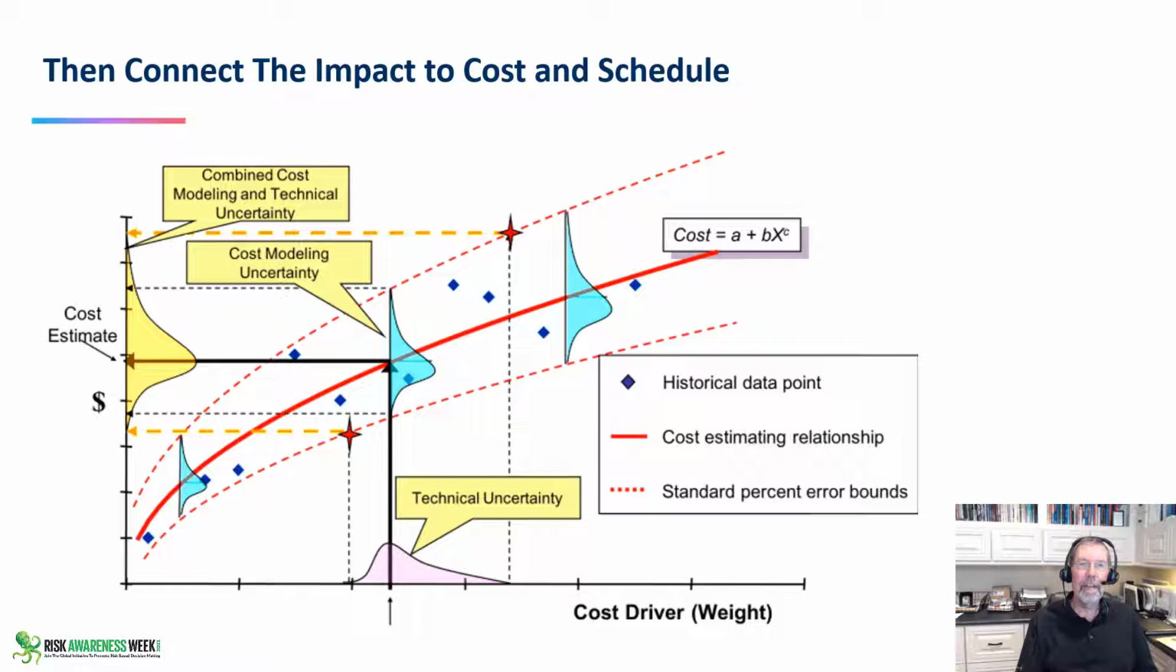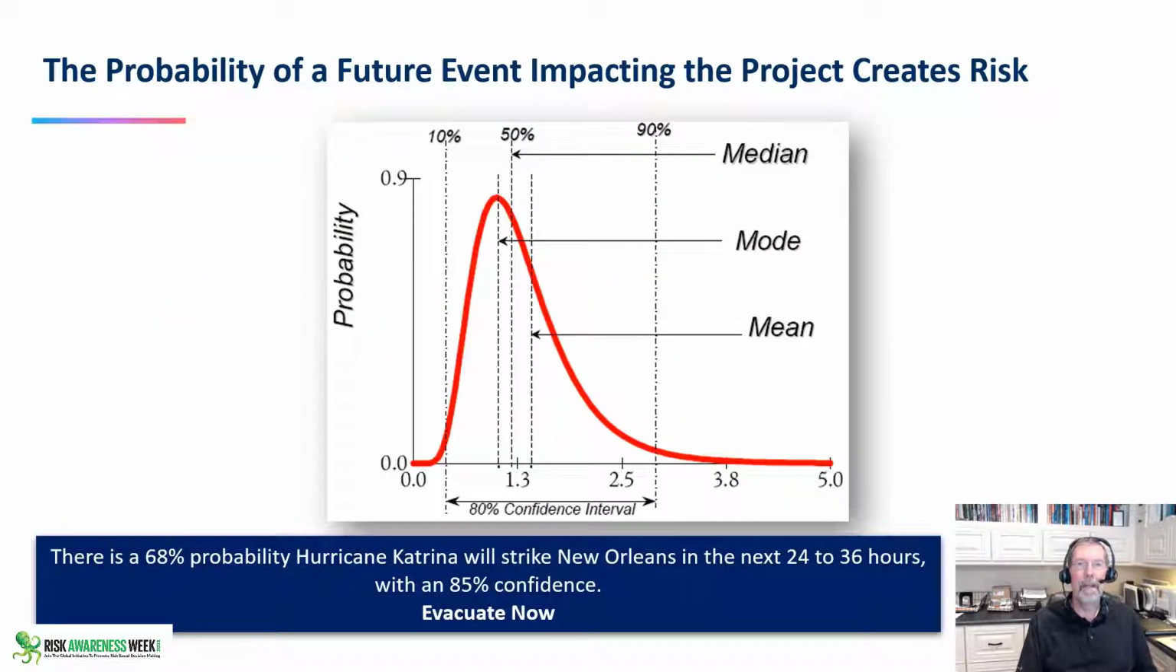So everything is a random number on any kind of real project. And then we've got some probability estimates of a future impact of a project. So when we talk about there's a 68% probability of Hurricane Katrina hitting New Orleans within the next 24 to 36 hours with an 85% confidence, we need confidence on our probabilities.